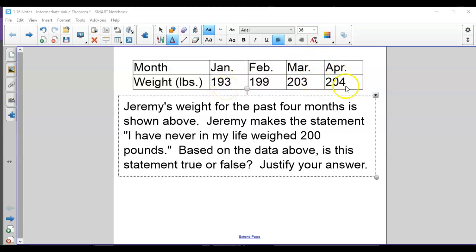So, we see that Jeremy in January weighed 193. Then, coronavirus hit. By April, he's weighing 204, although he was on his way there in February. So, based on what we know about weight, Jeremy had to weigh 200 pounds at some point because he went from 193 to 204. So, we would say, Jeremy, that doesn't sound accurate. I think that you did weigh 200 pounds.